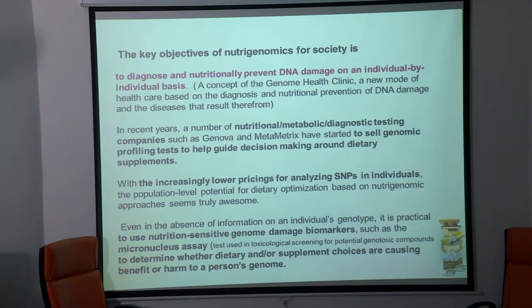In recent years, there have been a number of nutritional, metabolic, and diagnostic testing companies. For example, Genova, you have Metametrics. They have started selling genomic profile tests to help and guide decision making around dietary supplements. And all these tests are now becoming much cheaper. So in coming times, we'll all be able to access these genomic profiling tests, and this will help in designing our own diets with more precision and carefulness, so that we can prevent the occurrence of a certain disease. Especially diabetes and obesity are so prevalent and rampant that we can take the help of the Genome Health Clinic to take all precautions. With the lowering of prices, it has become very accessible now.